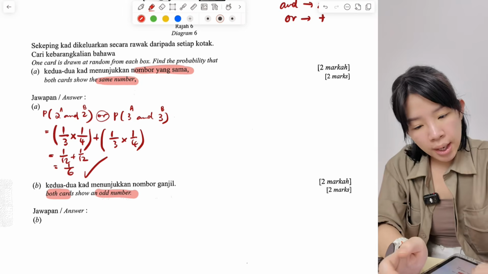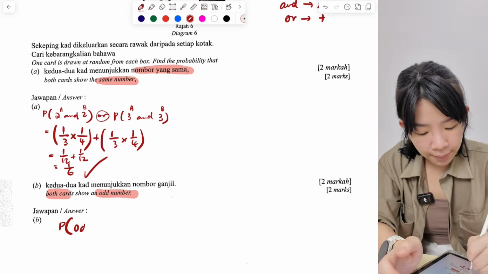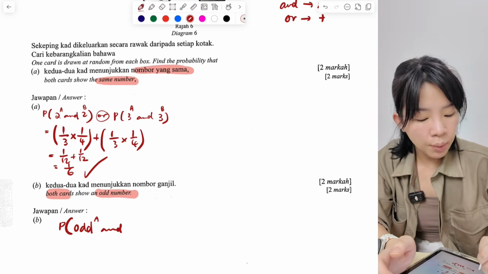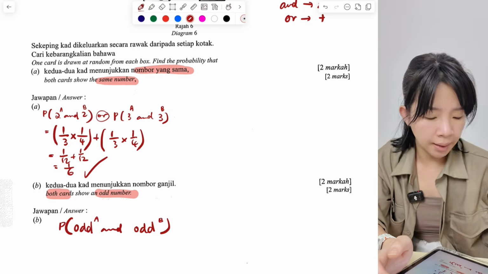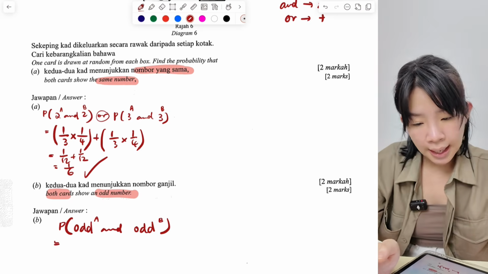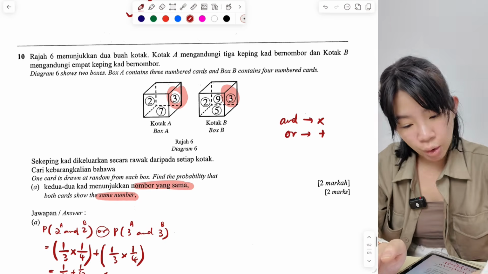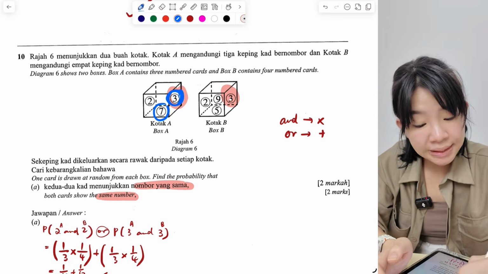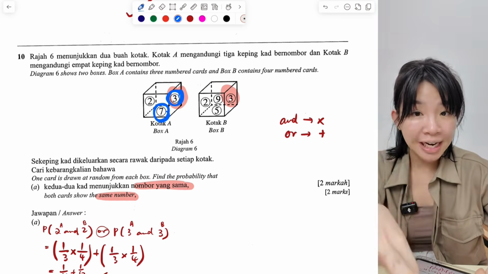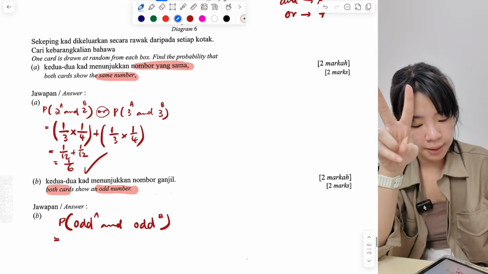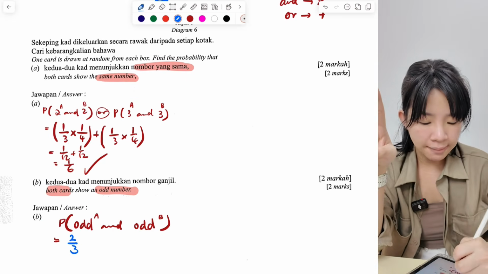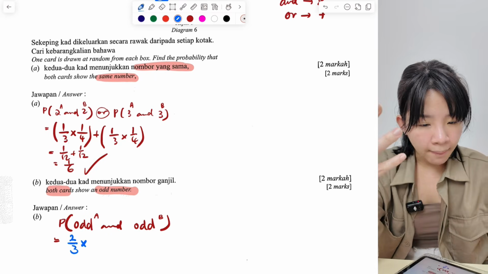Now, I want box A to get an odd number, and I want box B also to get an odd number. Okay, so now look at box A. How many odd numbers do we have? Odd numbers are 3 and also 7. So out of 3 cards, got 2 odd numbers. So the probability is 2 over 3. 'And' means times. How about odd numbers in box B?